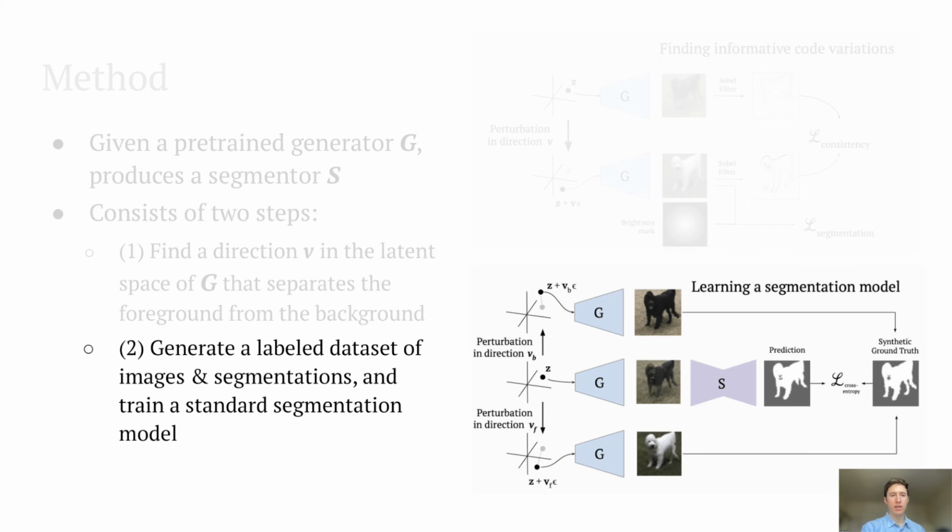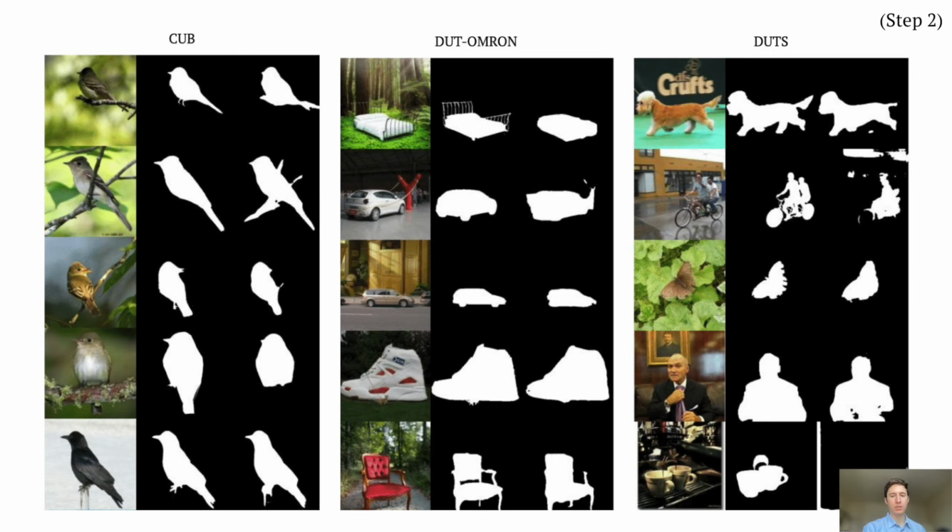The second step of our method takes these directions and generates a large synthetic data set of masks and images, and then trains a standard segmentation model on this data. This step is essential because the previous step only produced segmentations for generated images, not real images. And here we show some final examples of our segmentations.